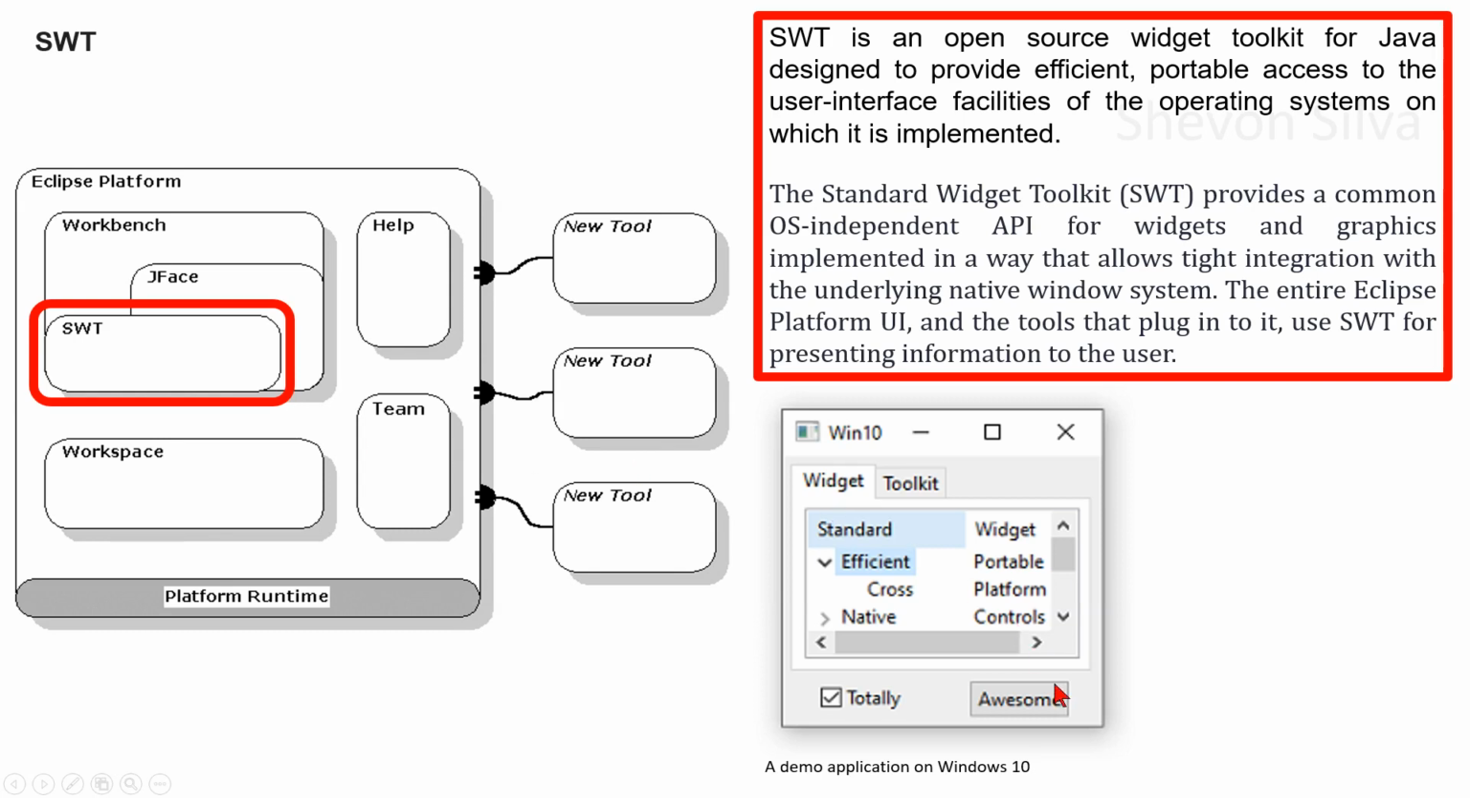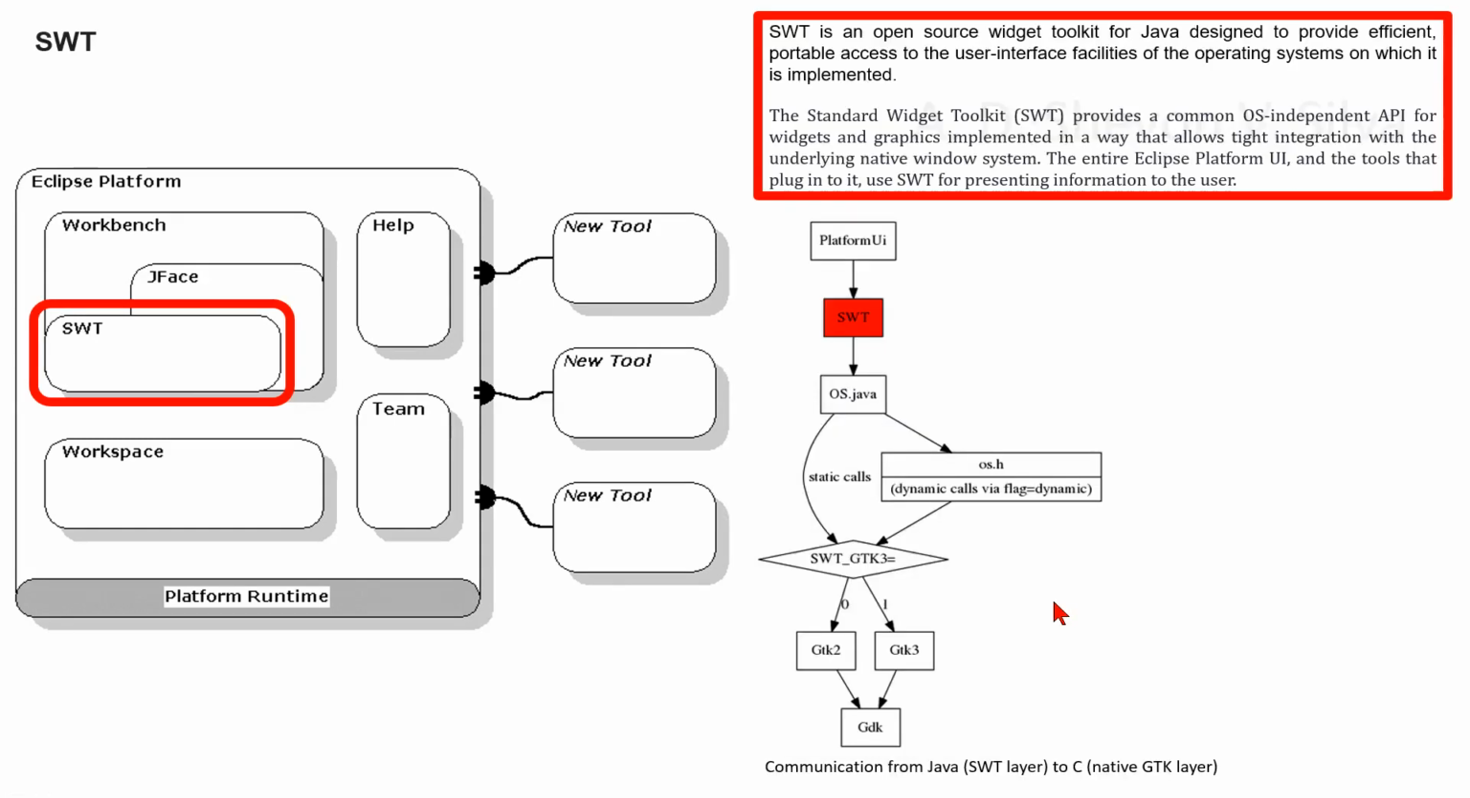Here you can see a demo application on Windows 10. Here you can see communication from the Java SWT layer to the C native layer, the native GTK layer.